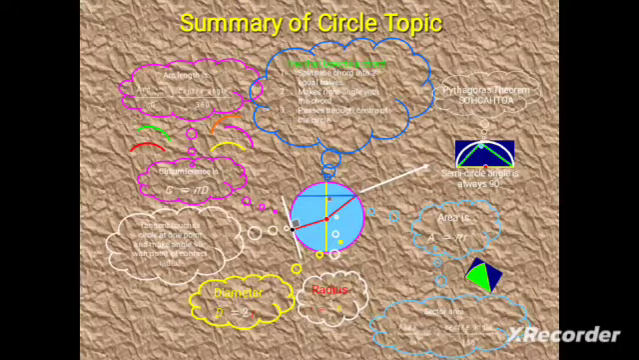We also have the tangent that touches the circle. So we say that a tangent touches a circle at one point and makes an angle of 90 degrees with the radius at the point of contact. So the radius is perpendicular to the tangent, and the point of contact is at a right angle, that is 90 degrees. So that marks the end of this lesson.